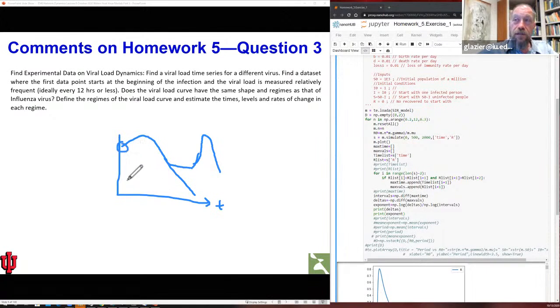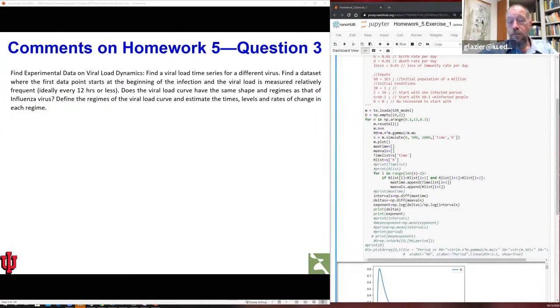The problem is you never get the early response because you're not diagnosed until later. In animal models, they maybe have the early data. And so I think it's really worth looking around and seeing what's out there. And again, it doesn't have to be in humans. It could be in other species.